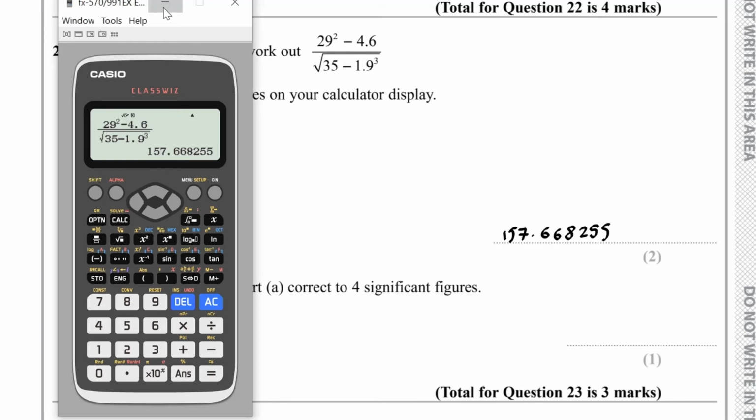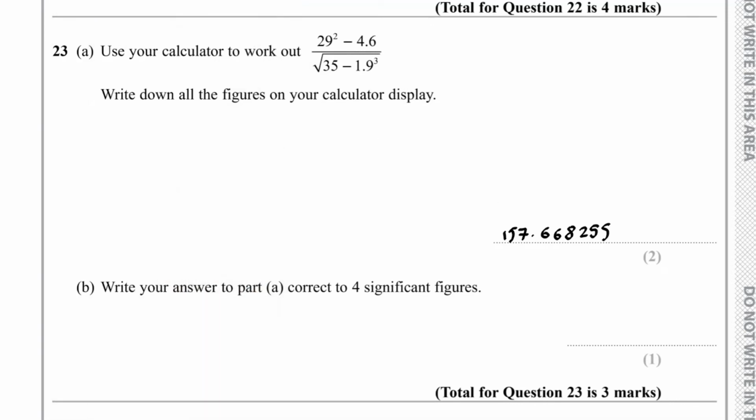And now working this out to 4 significant figures, well, if we look at the fourth figure, that's this 6, the digit after it, which is this 6 over here, is greater than 5. So this 6 over here, we round up to the next digit, so we have 157.7 to 4 significant figures.